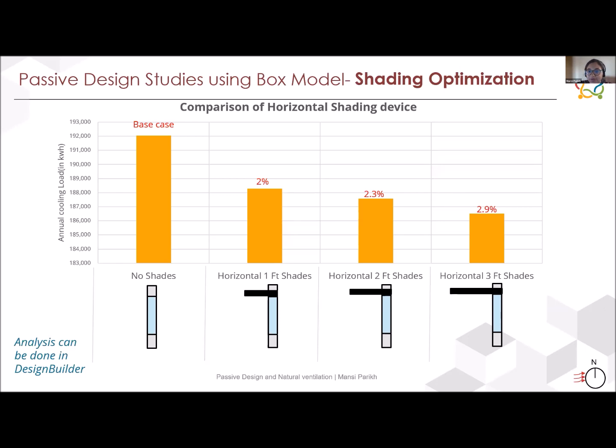So Yashima, we have a question coming up, if you could. Yes, Mansi. Our last question is, as per the graph on the screen, which is the most energy efficient horizontal shading device? The options are the 3 cases: 1 foot shading, 2 feet shading, and 3 feet shading.